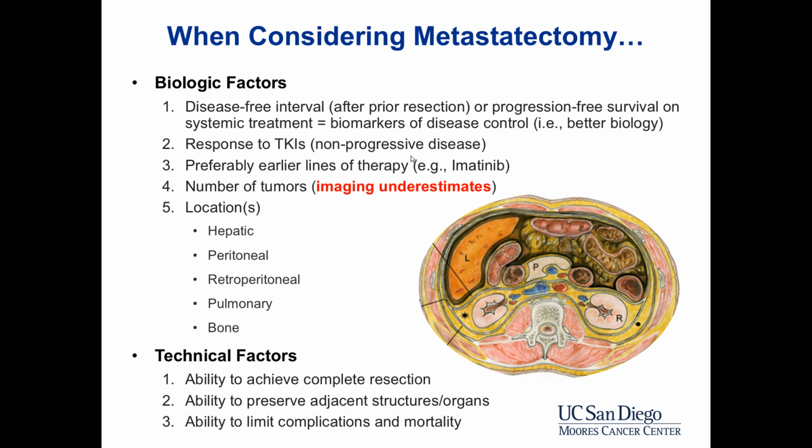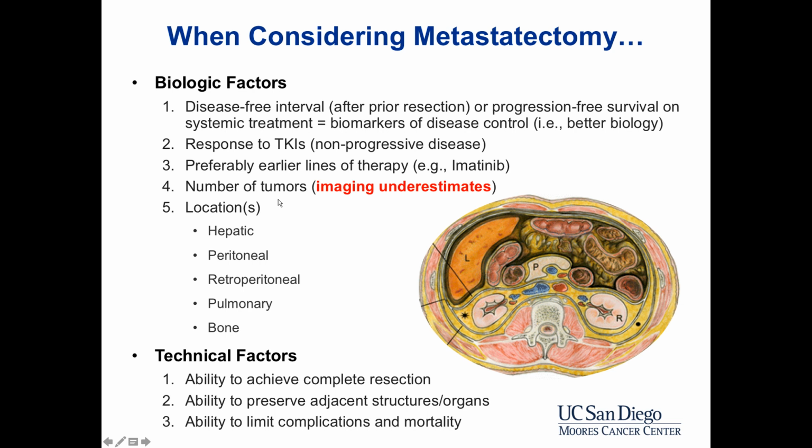We know that patients that are earlier in their lines of therapy tend to do better than in later lines of therapy. And the same thing goes for when we should think about being more aggressive in terms of surgical resection. So we'd prefer to do a metastatectomy following first-line imatinib than following third-line regorafenib, as an example.